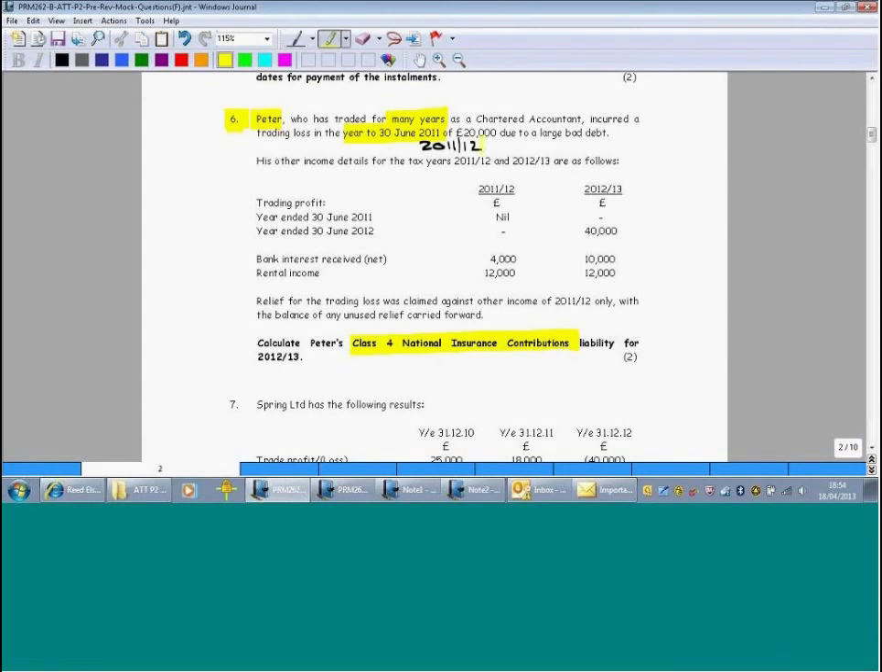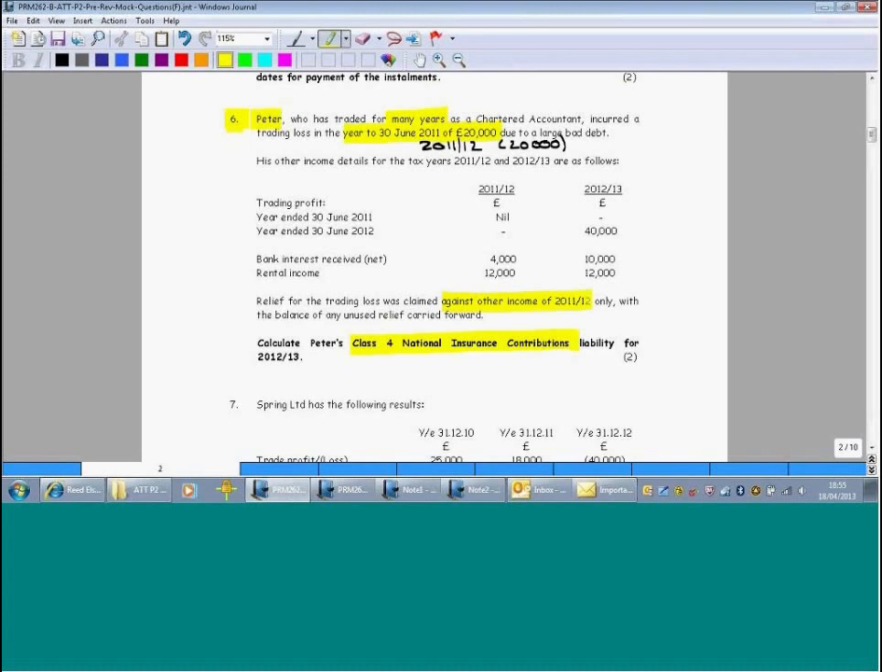The loss amounts to £20,000. What we're told here is that the individual decides to use this £20,000 trading loss, and they're going to claim it against their other income for 11-12. Now, this is a red herring. That's what they're going to do with the loss for income tax purposes.